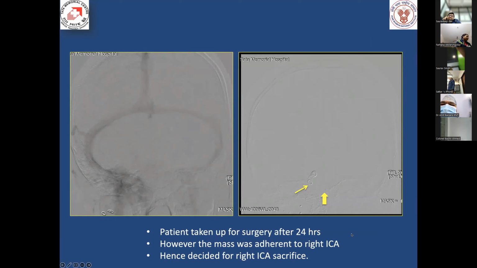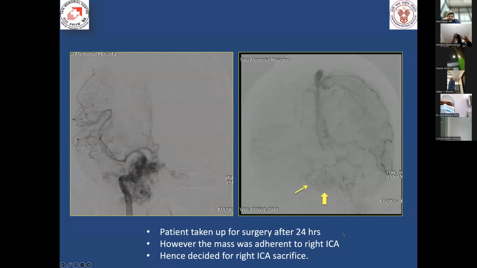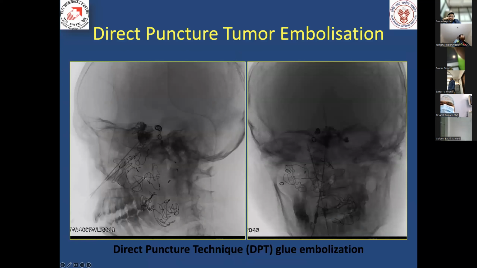So the patient, the surgery was stopped. It was shifted down to DSA. You can see all the packs put over there to stop the bleeding. And then in the DSA, we identified the tumor, which was residual tumor. We punctured it directly and then embolized.